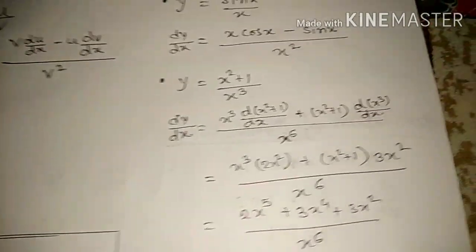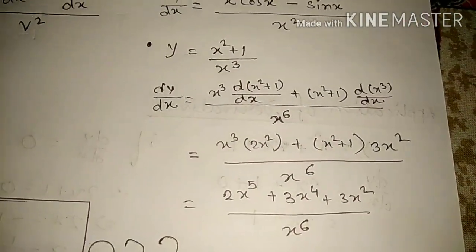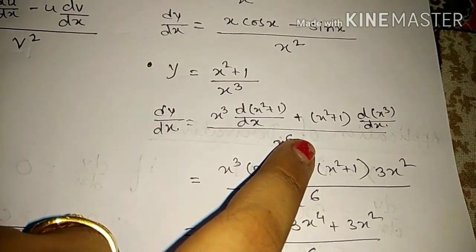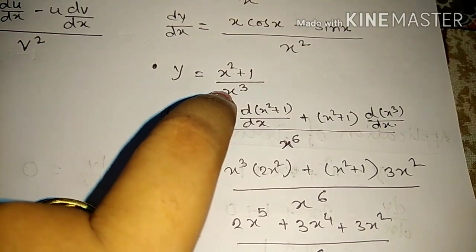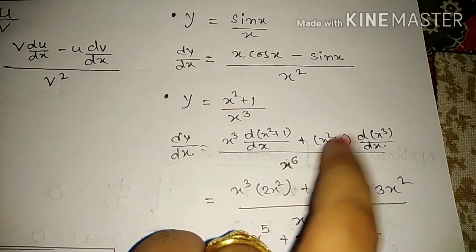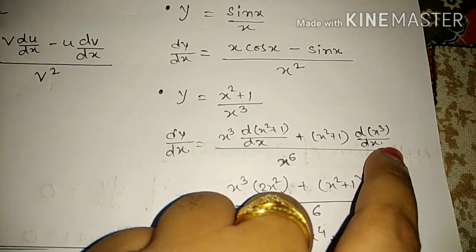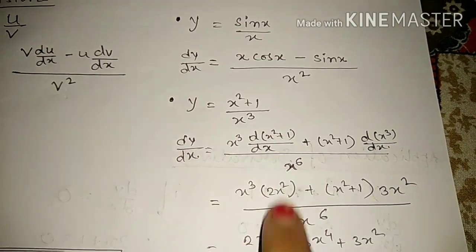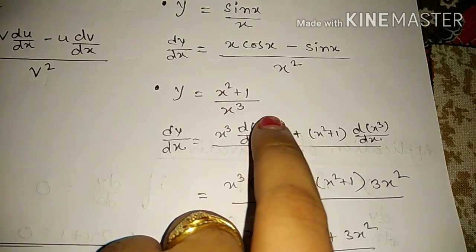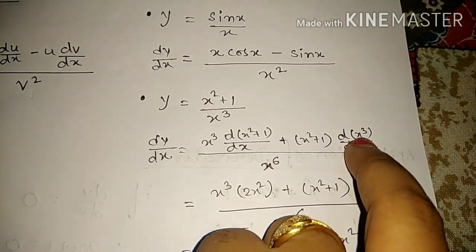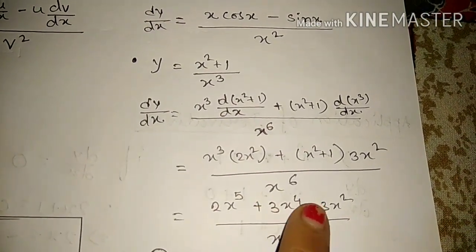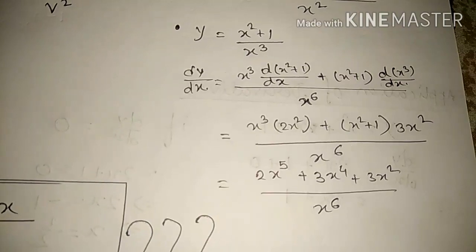Next one, y equals x square plus 1 by x cube. The square of the bottom term is x to the power 6, then x cube into du by dx minus u into dv by dx. Now you differentiate this one, that is 2x, because 1 is the constant term so it is 0, so 2x, minus x square plus 1 into 3x square. After solving we get x cube into 2x minus x square plus 1 into 3x square, by x to the power 6.